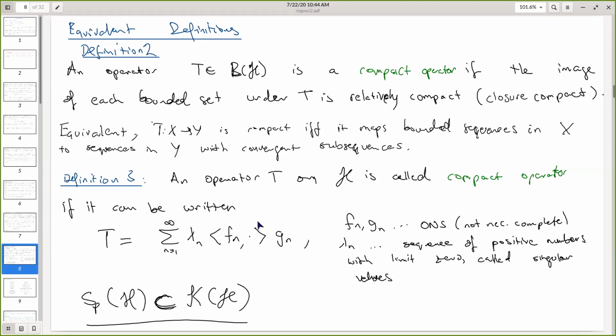Another equivalent definition is the following one. An operator T on H is called a compact operator if it can be written as the sum over lambda n bra fn ket gn, with fn and gn being orthonormal systems, not necessarily complete, and lambda n being a sequence of positive numbers with limit 0, usually called the singular values.